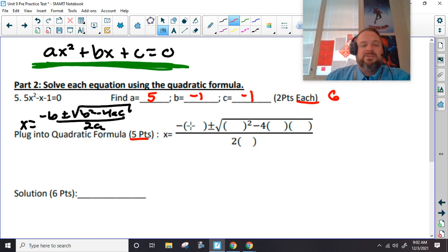So we're plugging stuff in. A -1 goes here, a -1 goes here. That takes care of my B's. A 5 goes here, 5 goes here. That takes care of my A's. And then another -1.